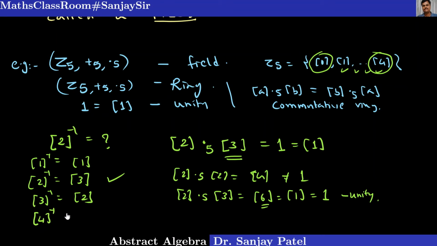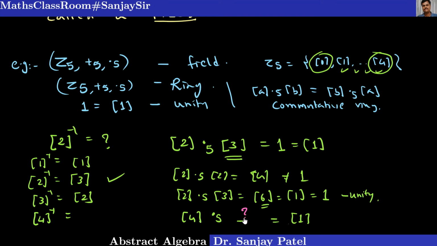My question is, what is the multiplicative inverse of 4? So what I should find is 4 into blank is equal to class 1. What should I keep in place of this blank? You can put them one by one. 4 into 1 is 4. If I put class 2 here, then 4 into class 2 is 8 and 8 is equal to 3, so it is also not 1. So I cannot put 2 also. If I put 3, 4 into 3 is 12 and 12 is equal to 2 in Z5. So that is also not equal to 1. So 3 is also not an inverse of 4.